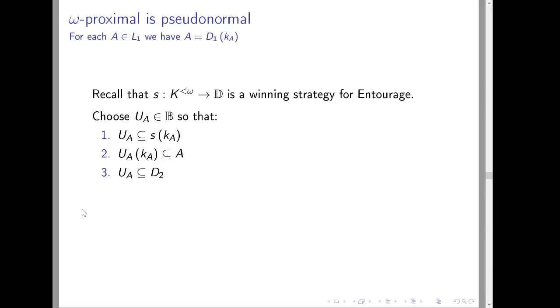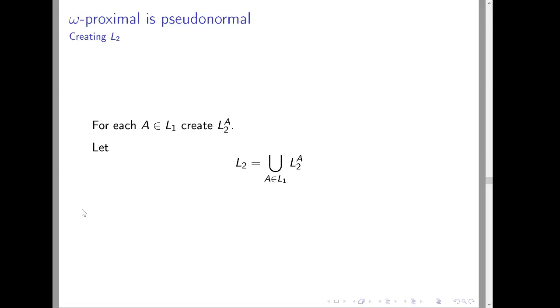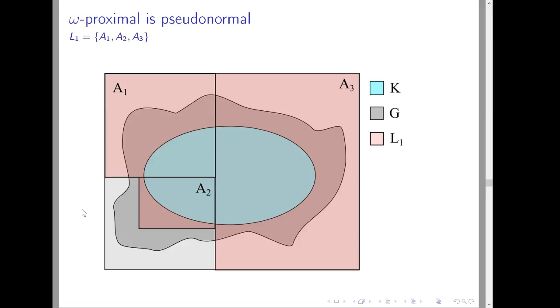Okay, so here is the text for everything that I just said. You do this for each A in your level 1 cover. And then after you've chosen that use of A, which is an entourage, you use that to divide up the set A. And then what you do is you collect all of those for all the A's that were in L1.